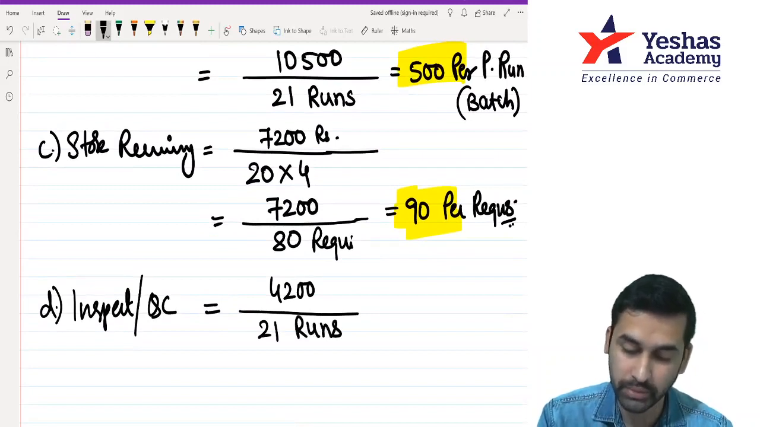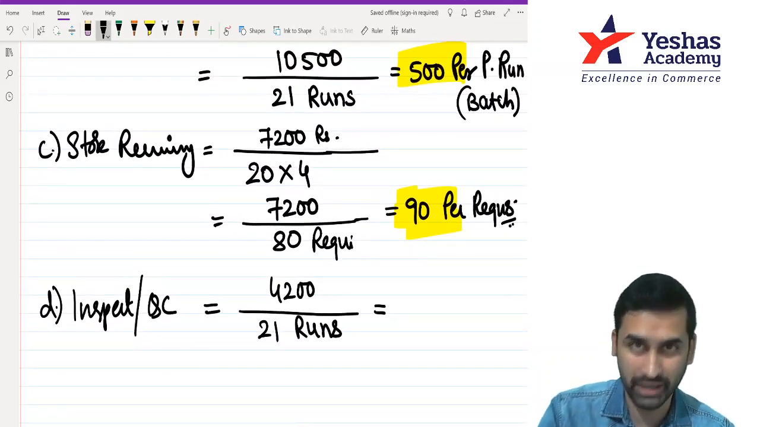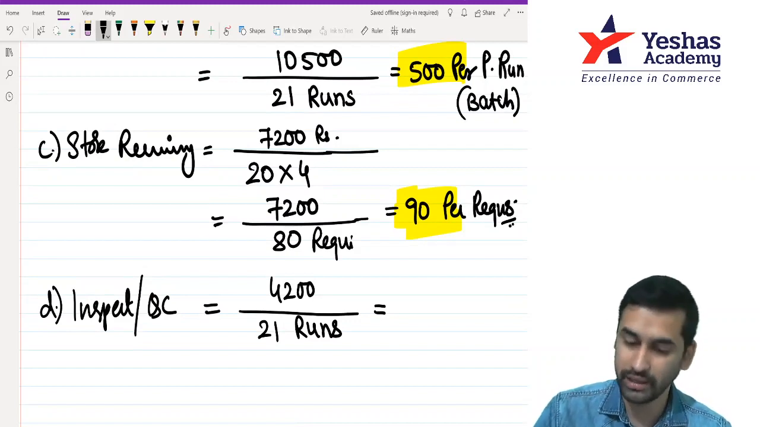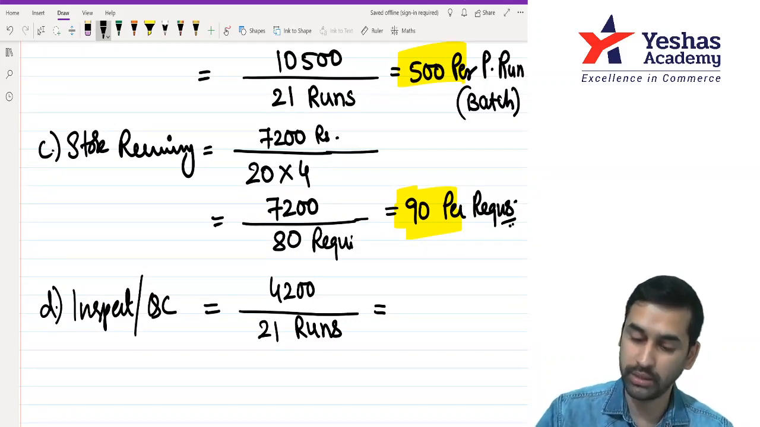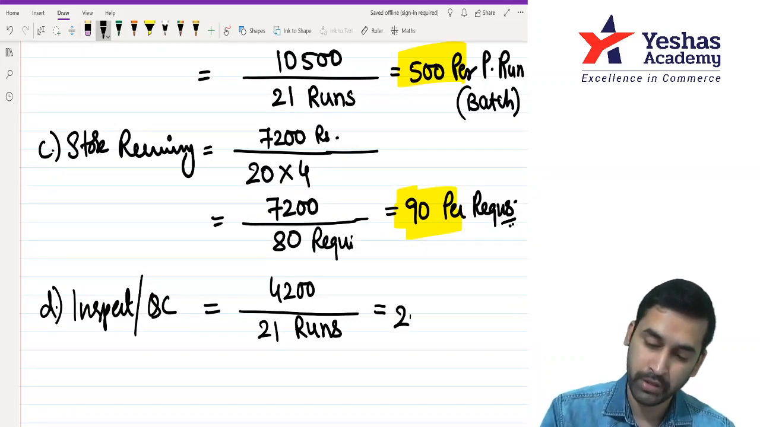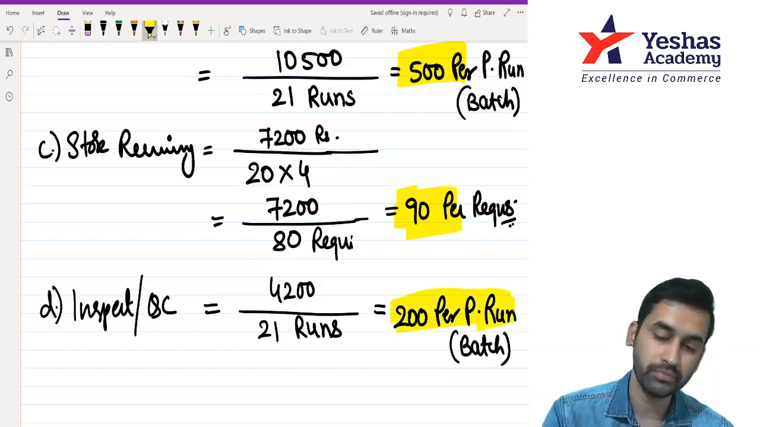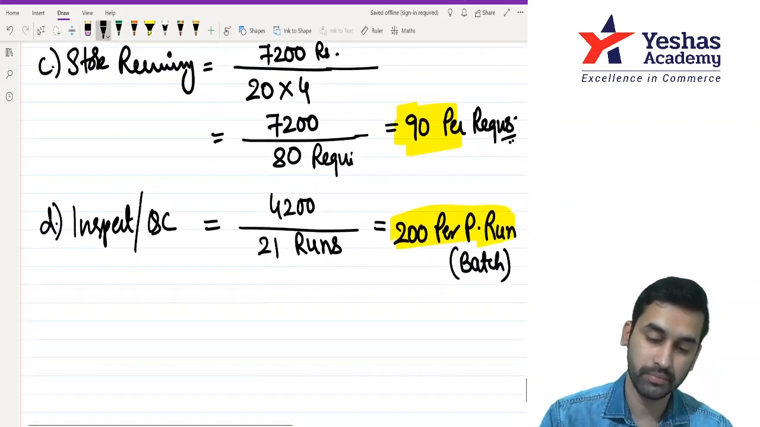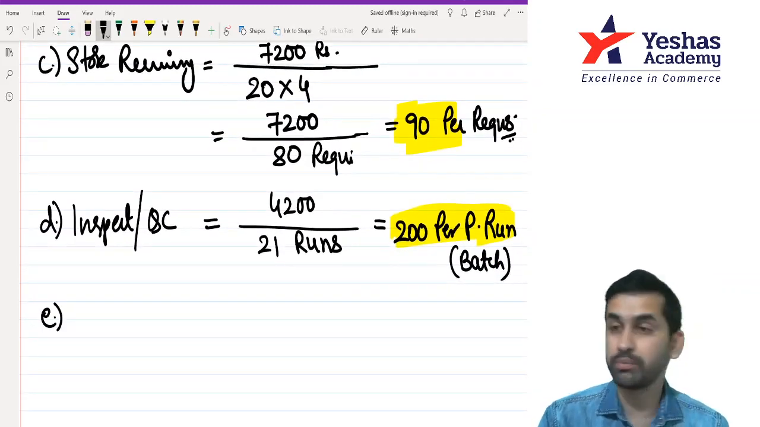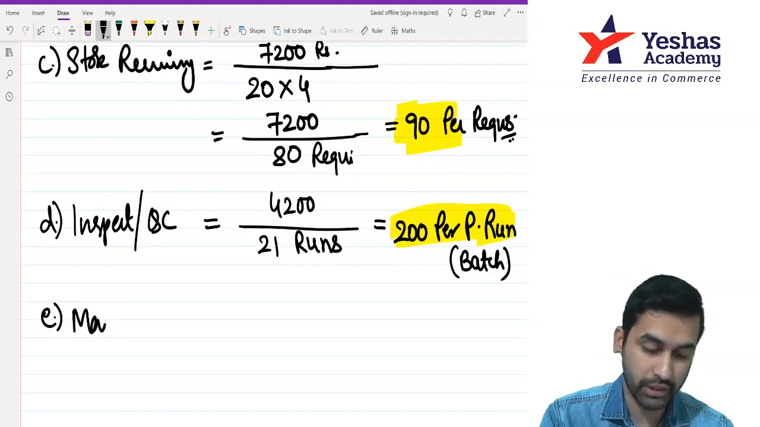21 runs. Simple. Don't show entire working once again. You have already done it. So 4,200 by 21, 200 per production run or per batch. Yes. Done sir. Last one. Sub question. Sorry. Item number E. Material handling and dispatch.